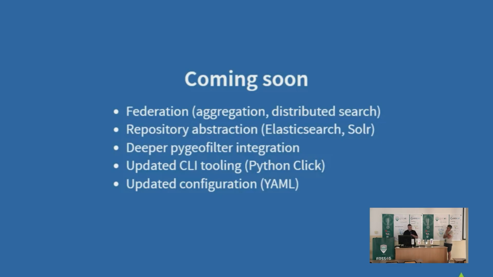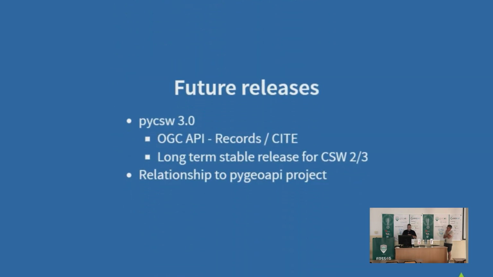We also updated our configuration to YAML, and we have a CLI, command line interface administration tool, that will also be part of the next release. 3.0 is on the horizon, as we mentioned. So we are waiting for the compliance tests from OGC, but we realize that it might take time for those to surface. So we're looking at the end of 2025 to release version 3.